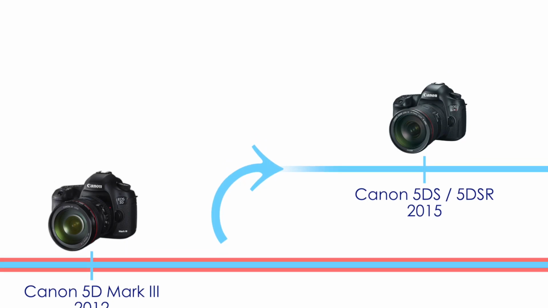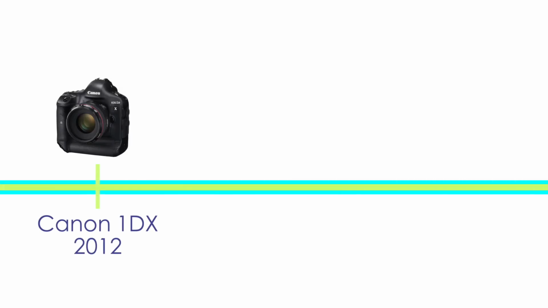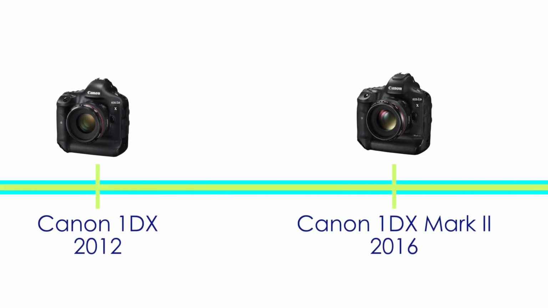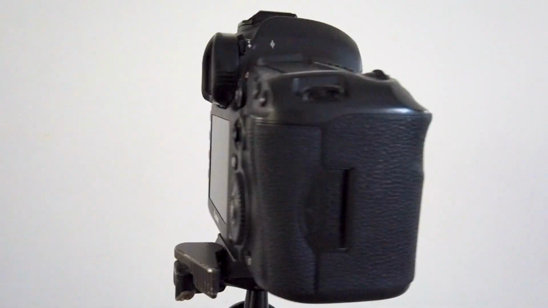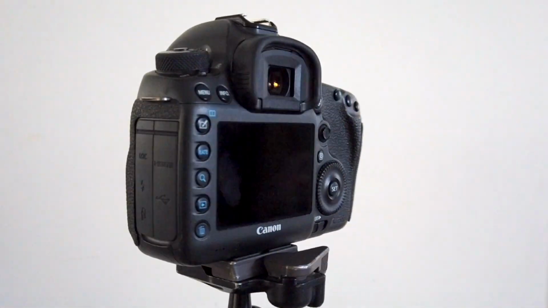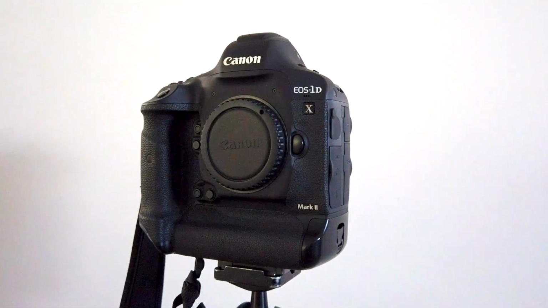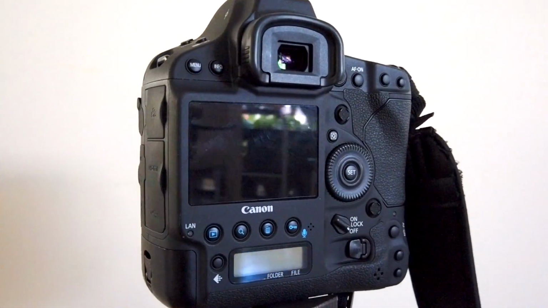Now let's go above and into the 1D flagship series. The Canon 1DX Mark II was released as a replacement to the 1DX in early 2016. Now these two cameras are designed for two different purposes. The Canon 5DSR is designed mainly for studio work, whilst the 1DX Mark II is designed mainly for professional sports photographers or professional wildlife photographers.